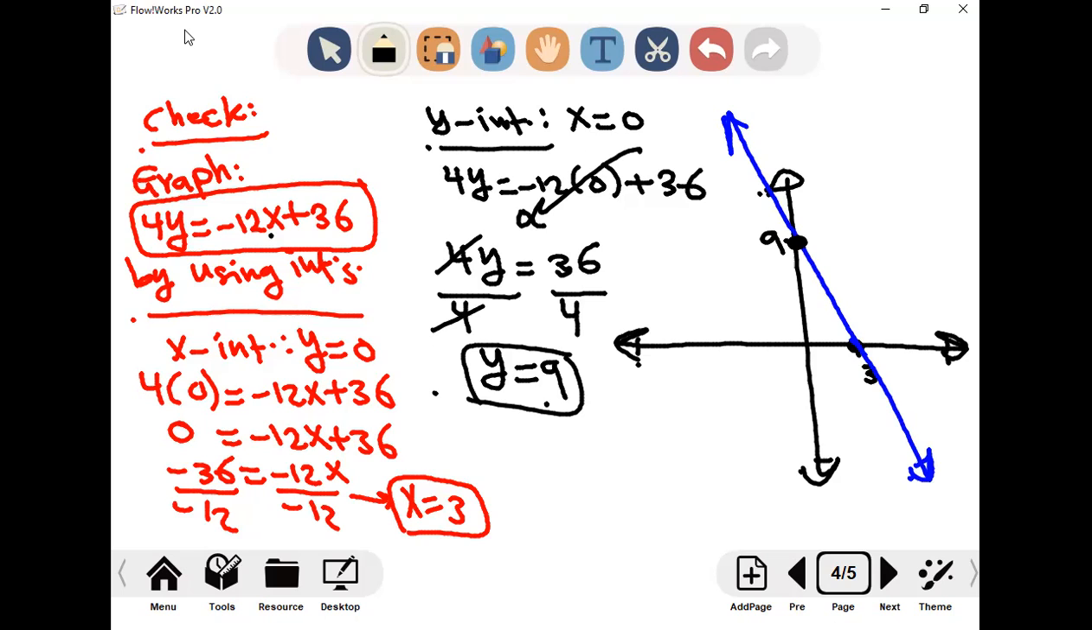Okay, example 6. Done the check, guys. Now you know how we find the intercepts, not only for the linear function, for any function. If you want the x-intercept, put y equals 0 and find x. If you want the y-intercept, put x equals 0 and find y. Okay?